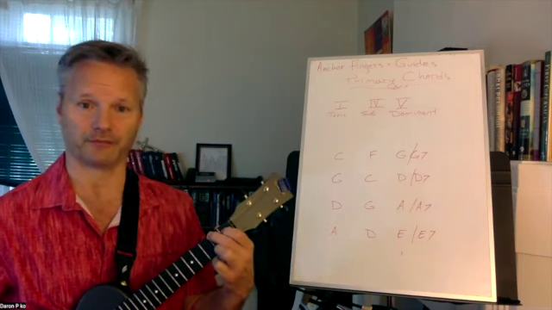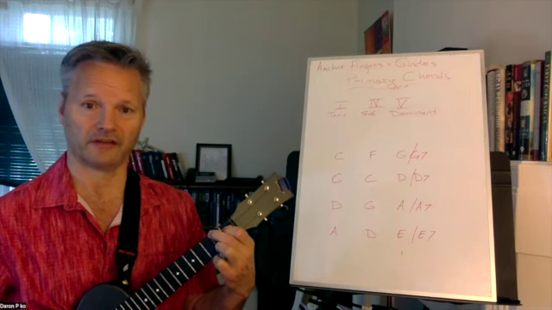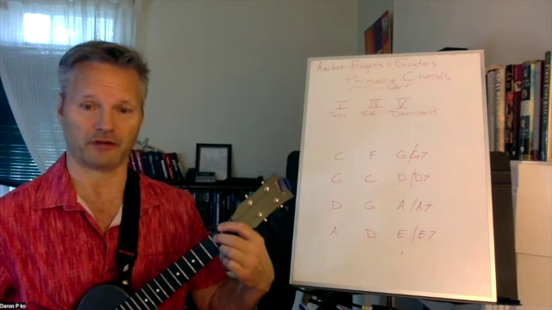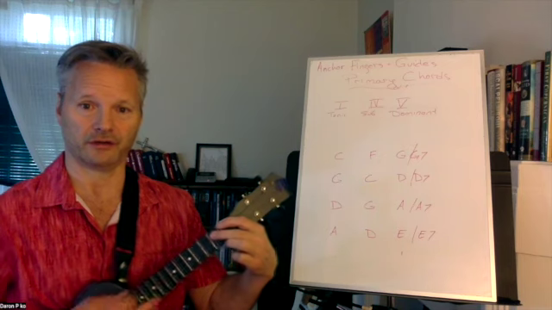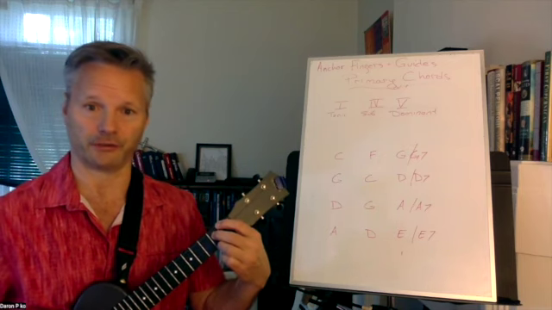Here's your A. To do E7, we need this shape. 1, 2, open second string, and another 2.